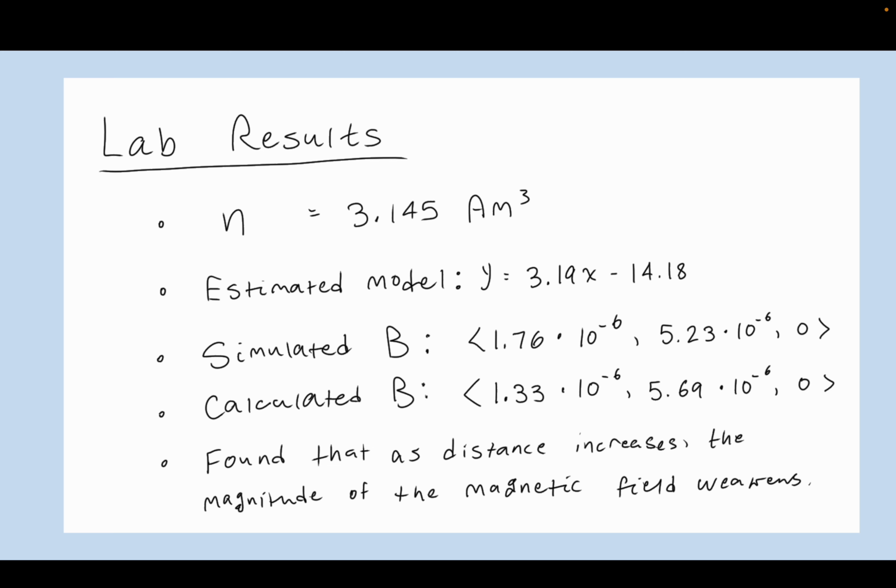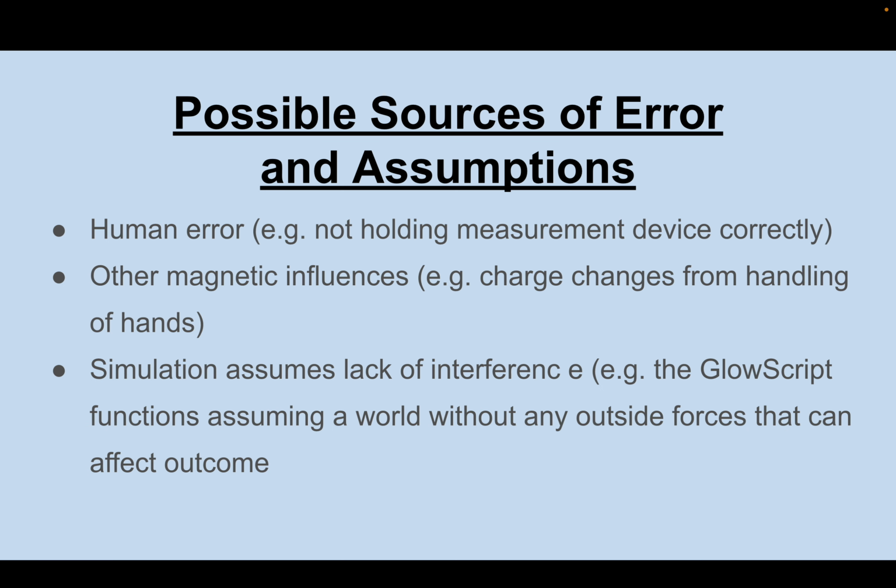So this is a general overview of the lab findings. The first was the value of n, which I calculated to be 3.145 A times m cubed. The estimated regression model through Excel was y equals 3.19x minus 14.18. The simulated value for B was determined to be that vector right where it says simulated B, and the calculated B value was right below it, which is obviously a slight difference, but generally very close numbers. And I also found that as distance increases, the magnitude of the magnetic field weakens, which will be key in answering one of the questions we needed to answer later in the lab.